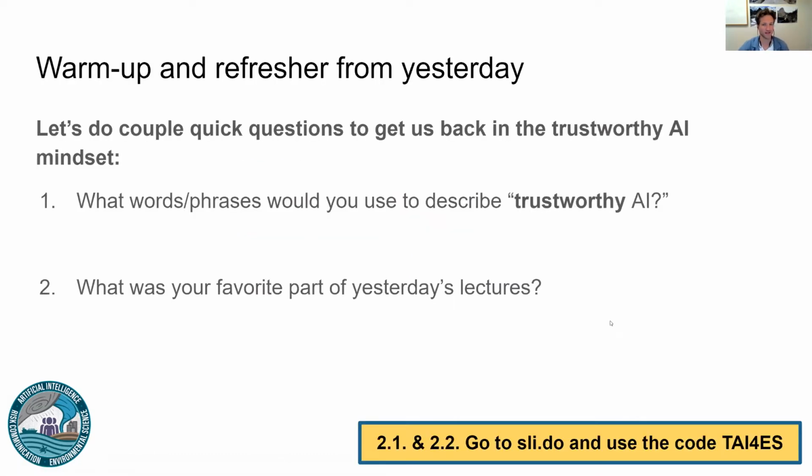And so we're going to actually start off with a little bit of a warm-up. So we're going to dust off our skills on Slido from yesterday, and we're going to start off with a poll. So thinking about yesterday, what words or phrases would you use to describe trustworthy AI? So we'll give a second for that poll to go live and throw some words in. I'm actually going to stop sharing so we can see results on this first one.